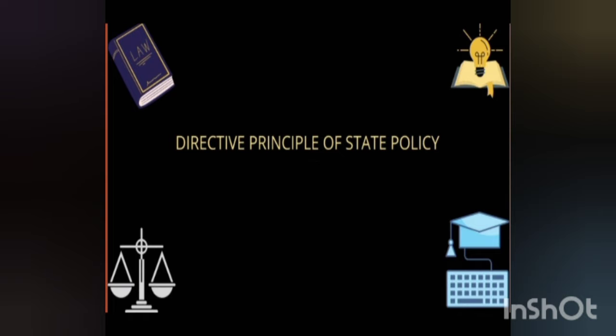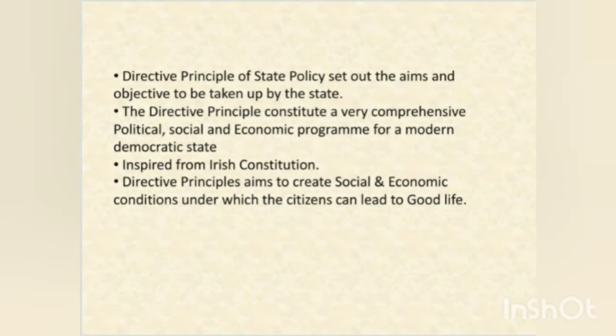Let's get started. Starting with Directive Principles of State Policy, they are enshrined in Part 4 of the Constitution, that is from Article 36 to Article 51. They are inspired from the Irish Constitution. They set out the aims and objectives which are to be taken up by the states in the governance of the country.